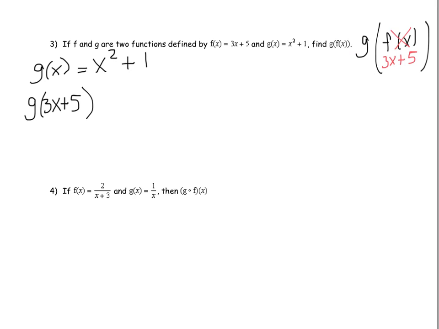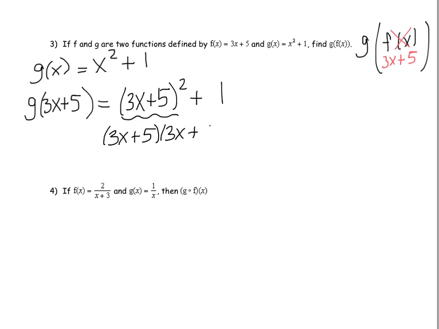I got it from here, g of 3x plus 5. So again, it's x squared plus 1. So instead of x, I'm going to put 3x plus 5. So 3x plus 5 squared plus 1. Now remember, when we're squaring a binomial, we write it twice. So 3x plus 5 times 3x plus 5. We'll add this one later. Let's focus on multiplying this out.